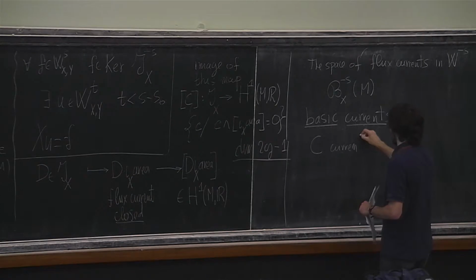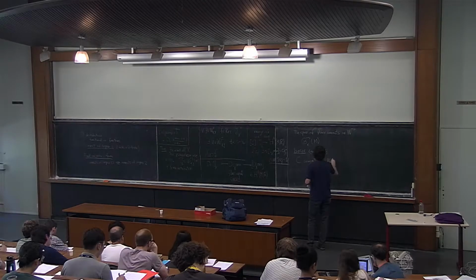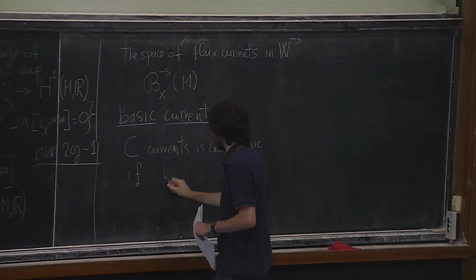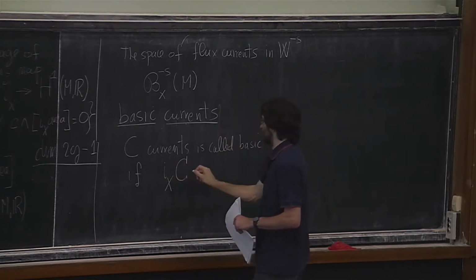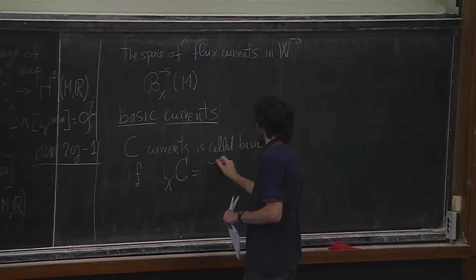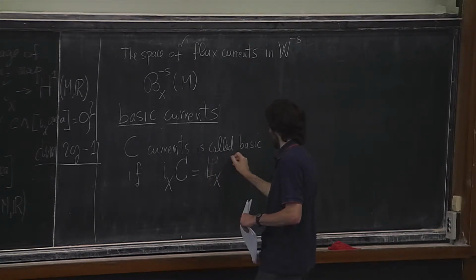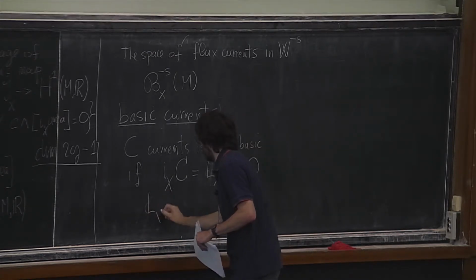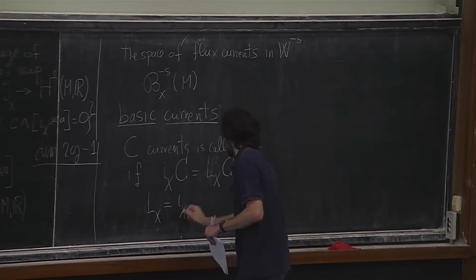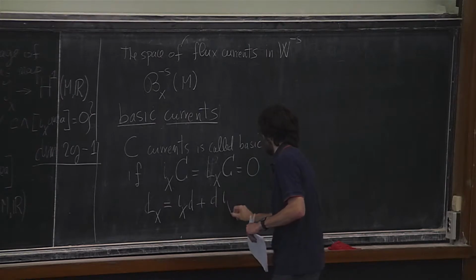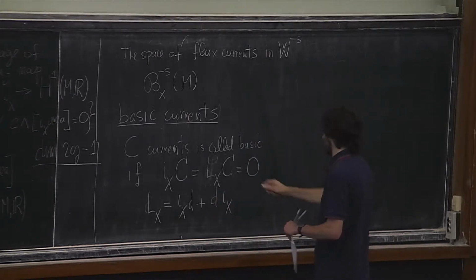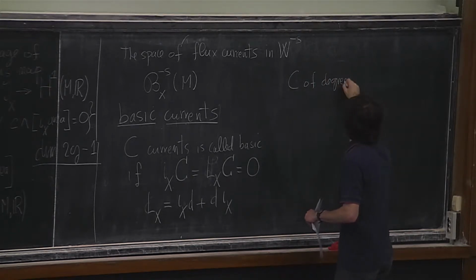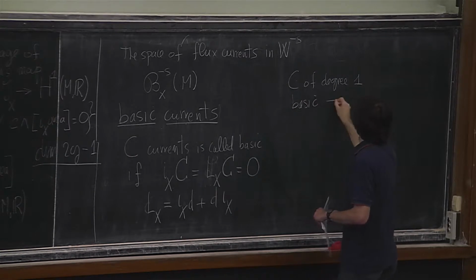So a current C is called basic if two things happen: the contraction of the current with respect to X is 0, and the Lie derivative of the current is also 0. Since there is a formula that says that the Lie derivative is equal to the contraction of the exterior derivative plus the exterior derivative of the contraction, this implies that, not always, but for currents of degree 1, basic is also closed.